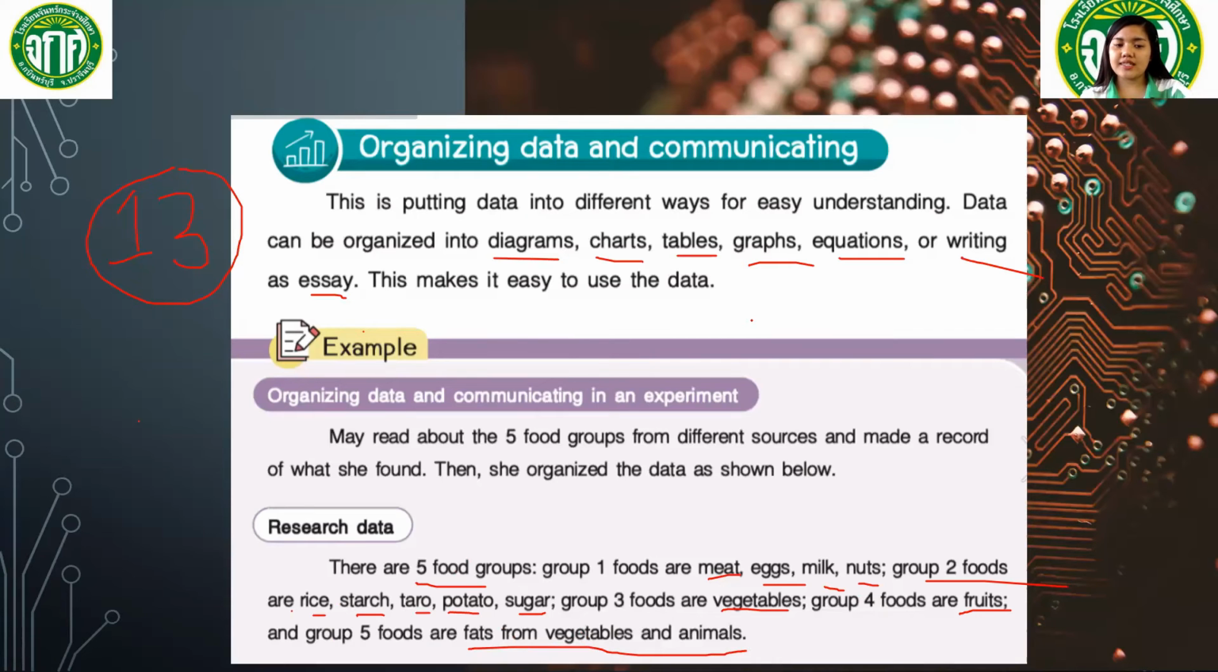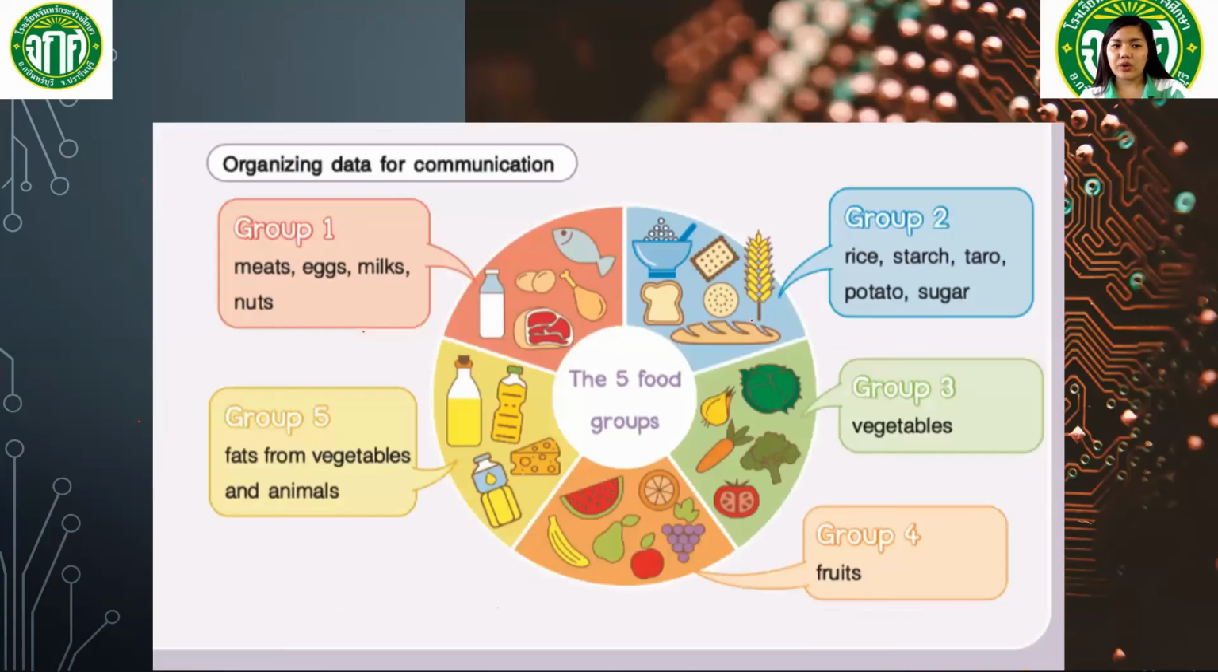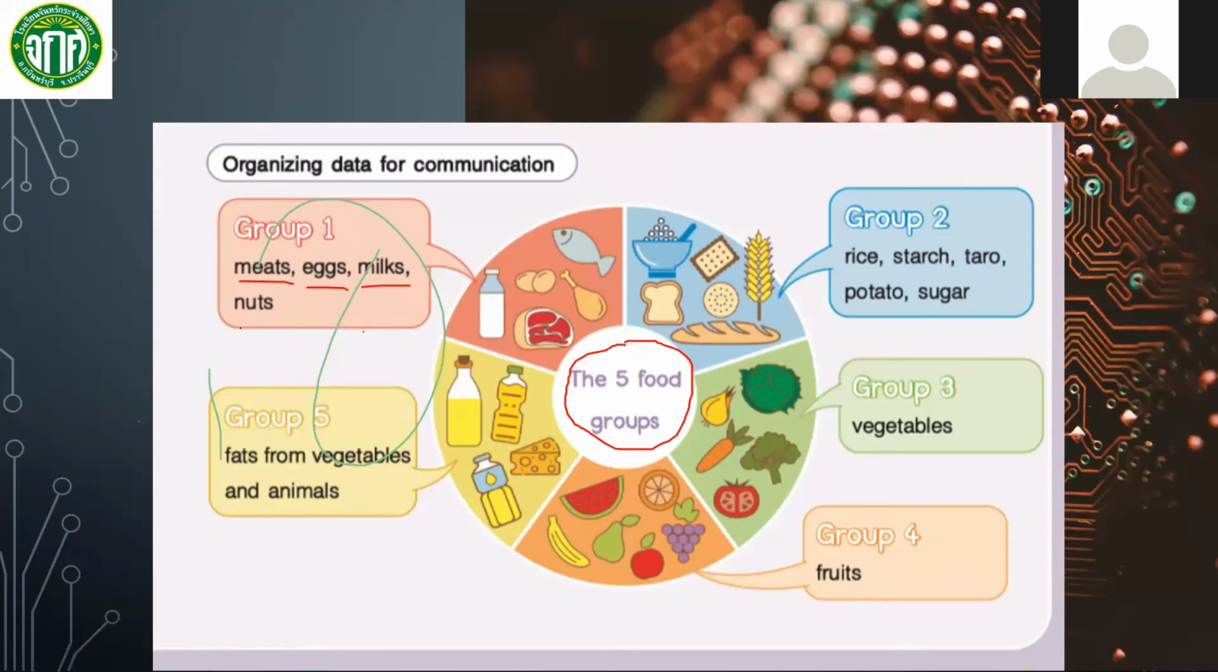Okay, so let's see the example of how we organize the data. We have here a food wheel. This is how May organized the data. In the center, she put the 5 food groups. So in group 1, what are the foods under group 1? We have meat, eggs, milk, and nuts. Okay, so what are the foods here in the picture? Milk. What is this?